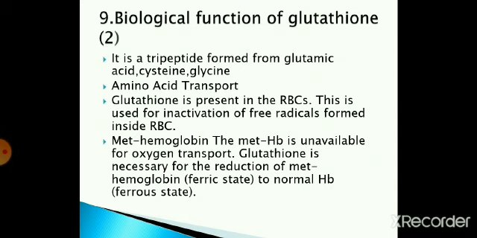Then glutathione is present in RBC. This is used for the inactivation of free radicals, which are formed inside the RBC. Then glutathione is necessary for the reduction of methemoglobin to normal hemoglobin, because methemoglobin is unavailable for oxygen transport.